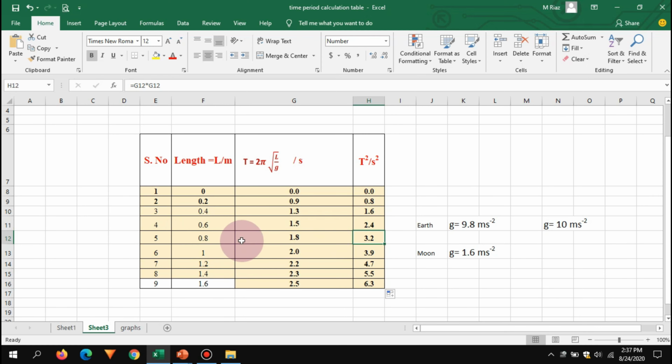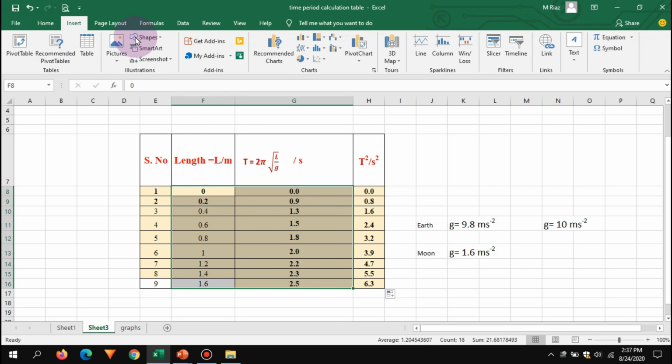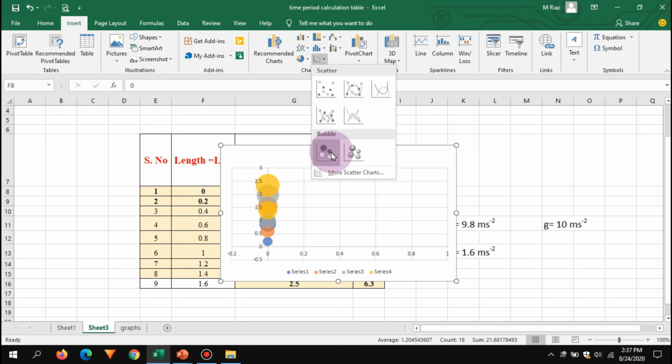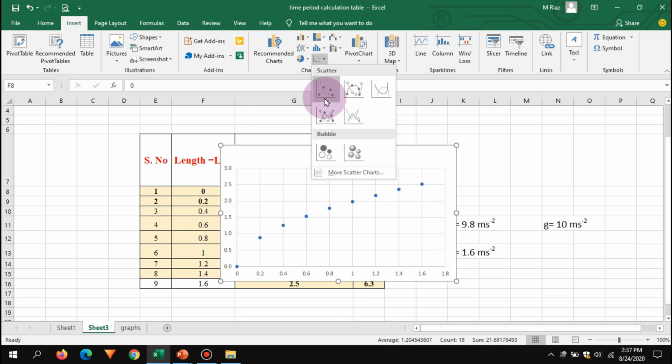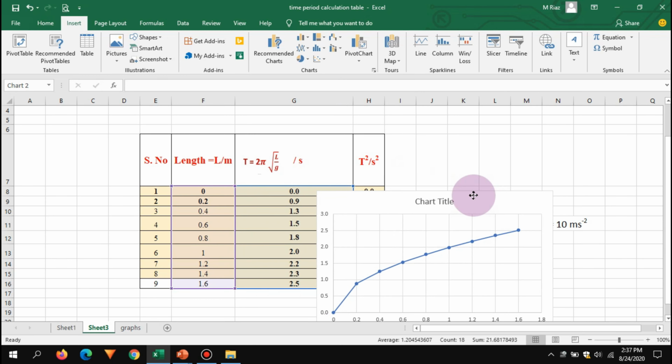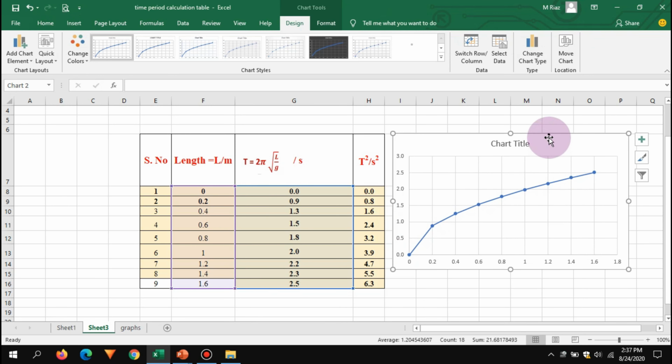Now I am going to show you how to draw the graph of length versus time period. So what do you do? You click here, press shift and drag it down and press right arrow key to select this as well. So this I want to take on the x-axis, and this I want to take on the y-axis. Come to the insert menu here and come to charts and take this one. You can take this or this, it's up to you. There are different options. I choose this one. So this is the graph drawn of time period versus the length.